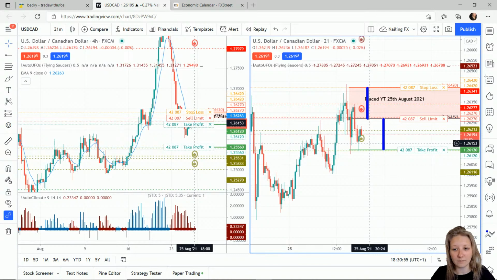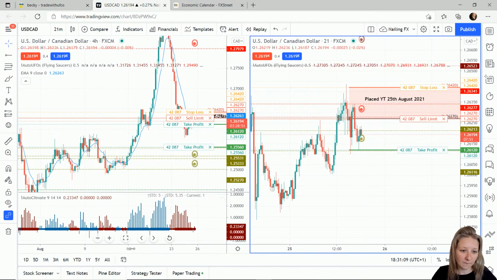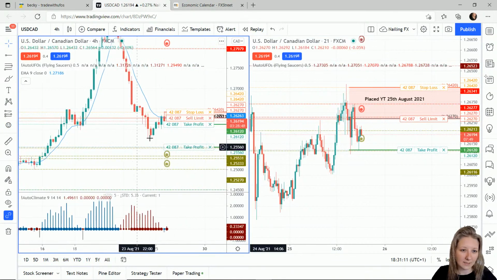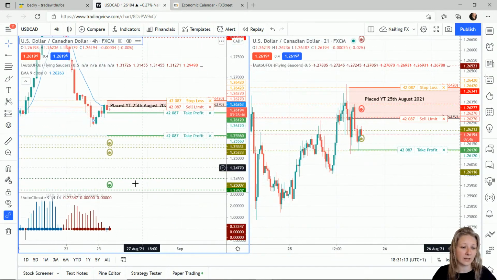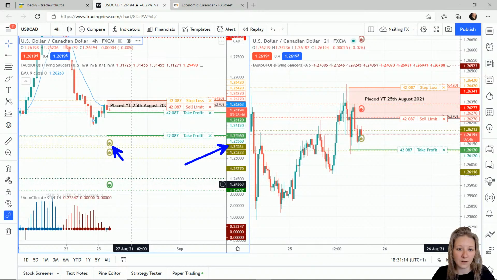I use the order panel to help me figure that out, and figured out that my safety target would be 1.2612. And then my final target, if I spread this out over here and perhaps make that easier to look at, my final target is based off of this green UFO. And again, the numbers are on the side there.